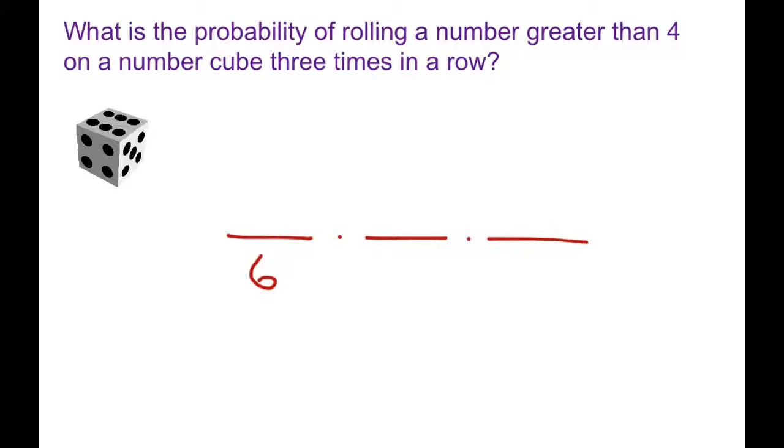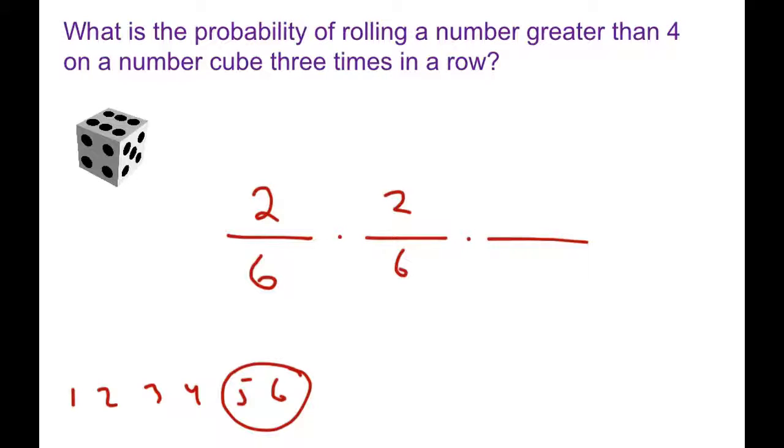So how many numbers on a number cube are greater than 4? Well, we have a 1, 2, 3, 4, 5, 6. There's 6 numbers on a number cube, and these are the only ones that are greater than 4, 5 and 6. So that's 2 out of the 6 numbers. So 2 out of the 6 for the first roll, 2 out of 6 for the second roll, 2 out of 6 for the third roll.